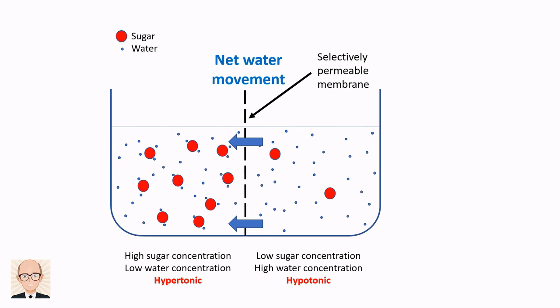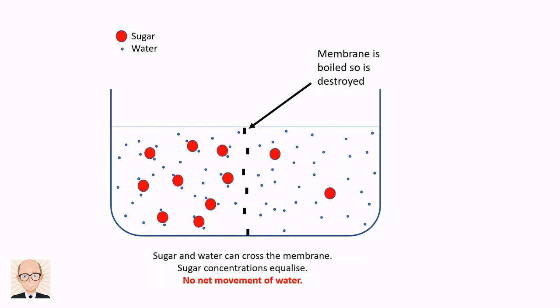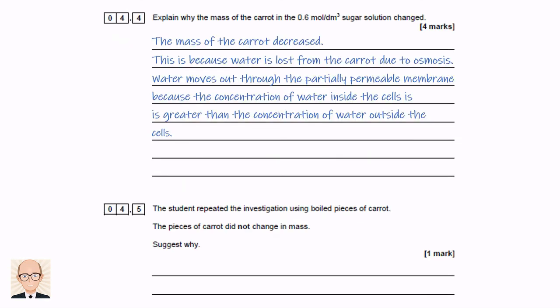But what happens when we boil the carrot? The membrane is destroyed by the high temperatures, just like enzymes are. Now, not only can the water pass freely across the membrane, but so can the sugar molecules. So now the concentrations of both sugar and water equalize. There's no region of high or low water concentration, so there's no net movement of water. So osmosis has stopped. This question is only worth 1 mark, so we don't need to go to town on the answer. We can just write that the carrot membranes were destroyed.